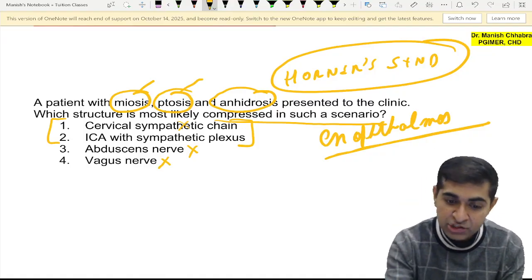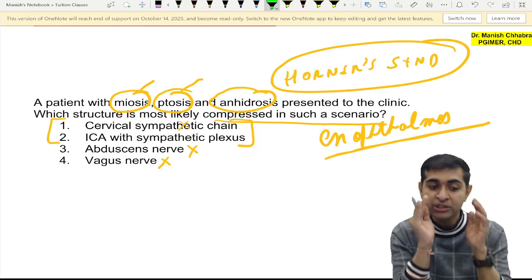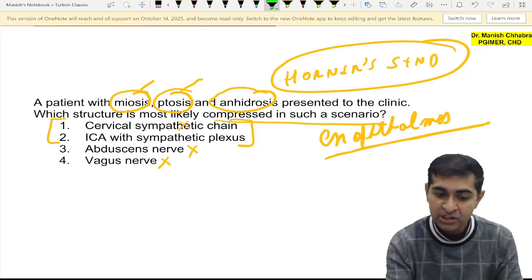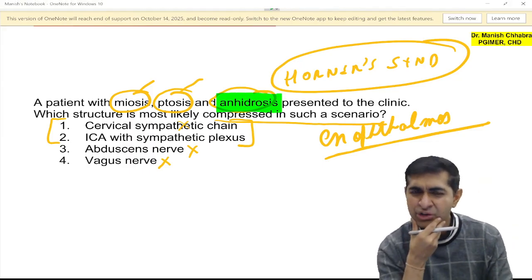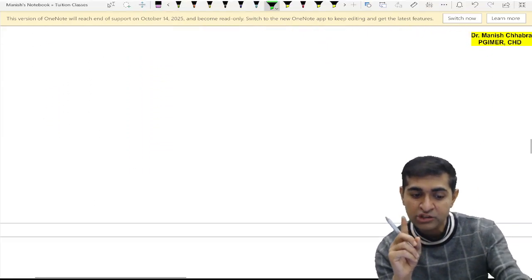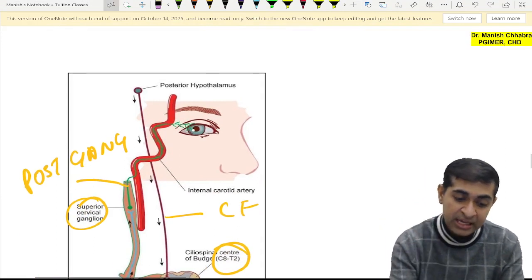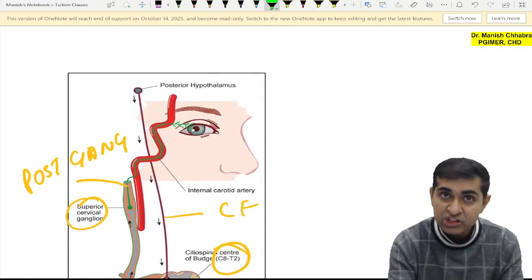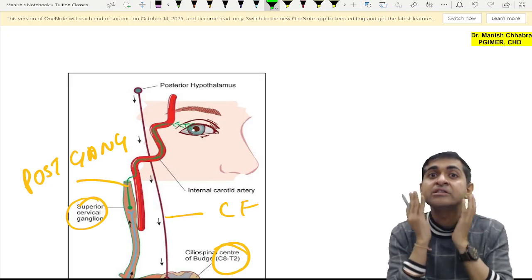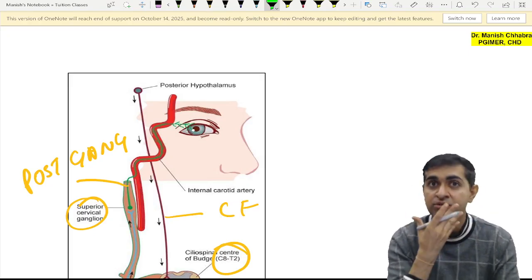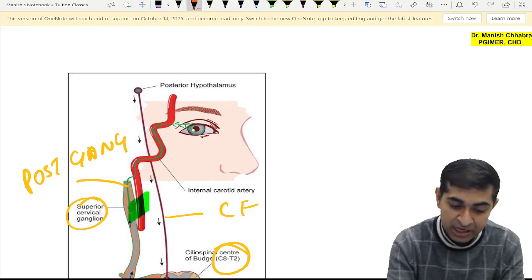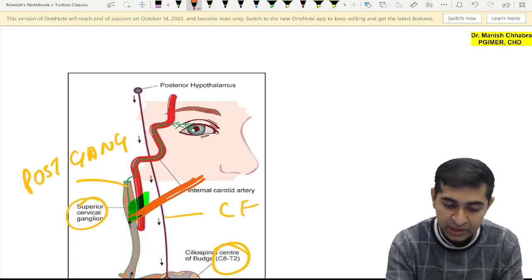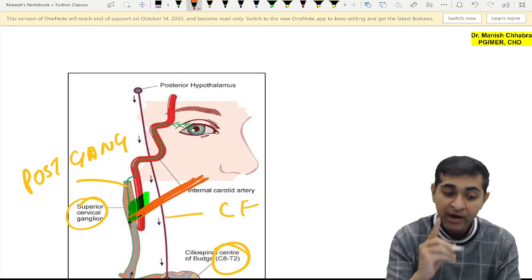But based on one clue, we can actually know what is the final answer. That clue, boys and girls, is your anhidrosis. Now you'll say, sir, anhidrosis, how come anhidrosis? There is one concept which is involved. That concept says that the fibers which supply the glands of the face, which causes sweating of the face, they don't go via postganglionic fibers. They will come from here, they will not go via postganglion.